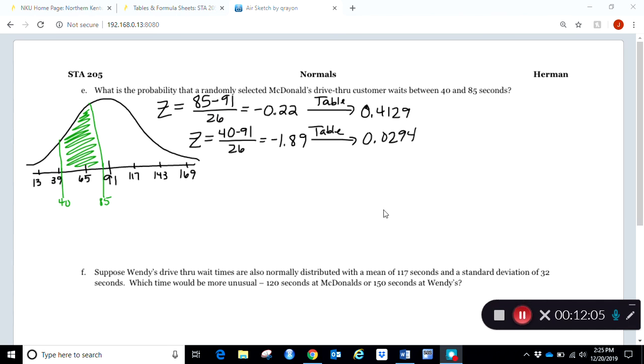So the values that I found in the table were 0.4129 for the -0.22 and 0.0294 for the -1.89. Now my last step for that between rule is to subtract those probabilities, the larger one minus the smaller one. So then my probability turns out to be 0.3835. Lastly, we can interpret this probability.